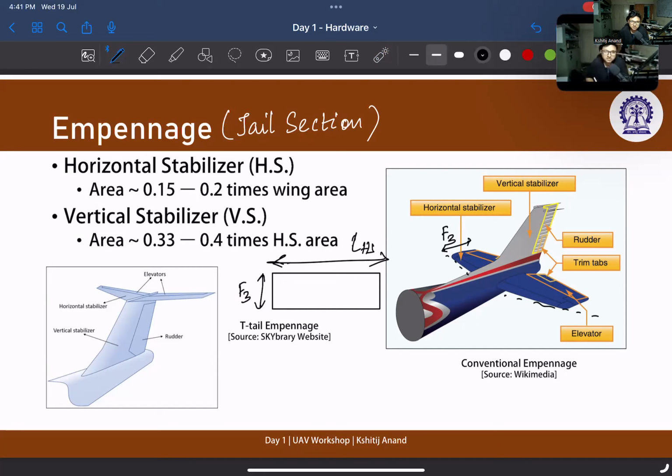And finally, you know the vertical stabilizer. Now the area of the vertical stabilizer should roughly be 33% to 40% of the horizontal stabilizer area. And as a thumb rule, again, the width of this vertical stabilizer is going to be roughly the same as the width of the horizontal stabilizer. So you can find out the height of the vertical stabilizer by dividing the approximate area of the vertical stabilizer by the F3 value. Okay.